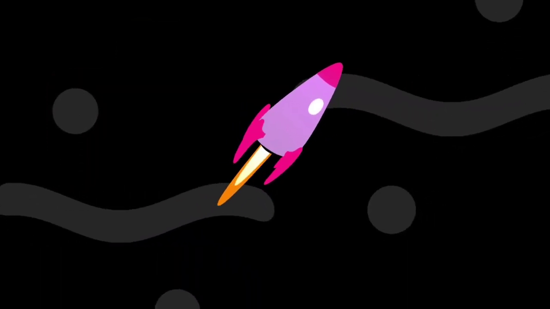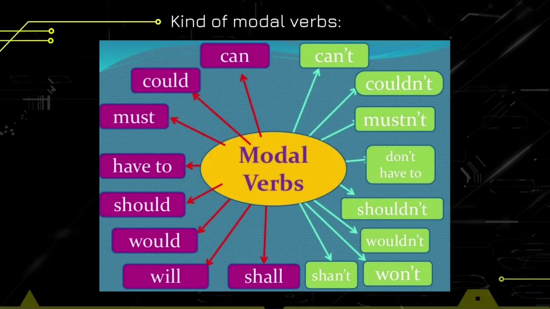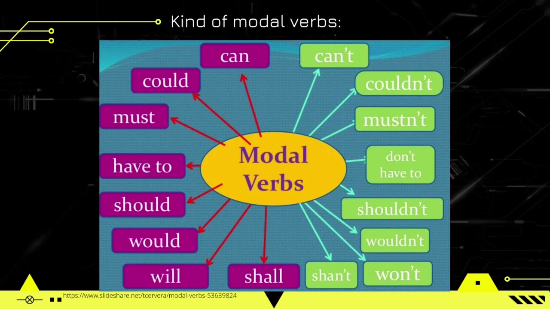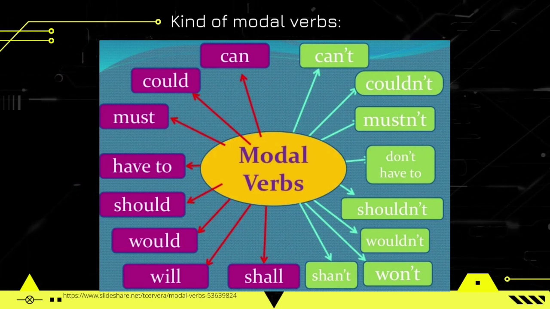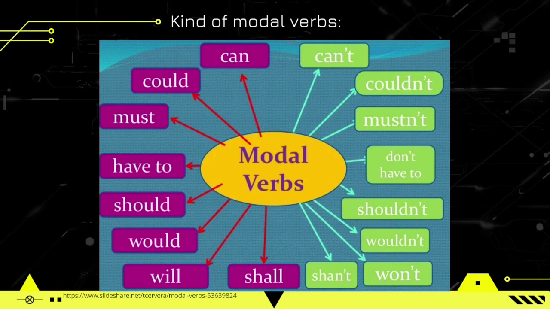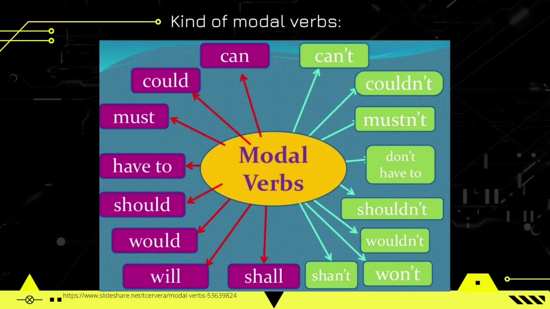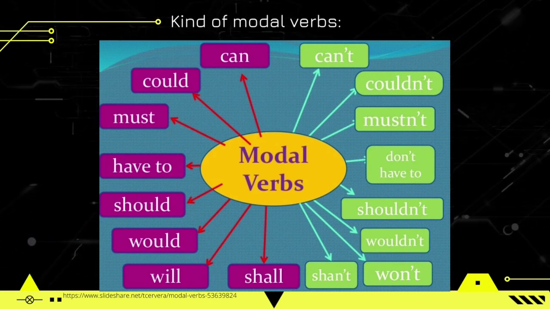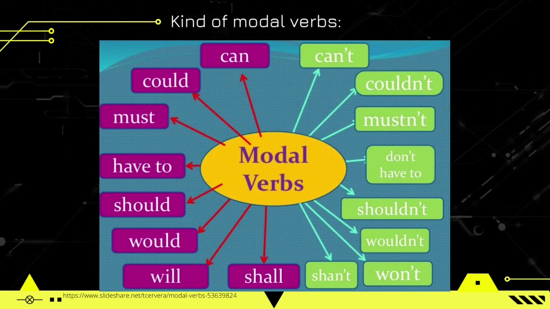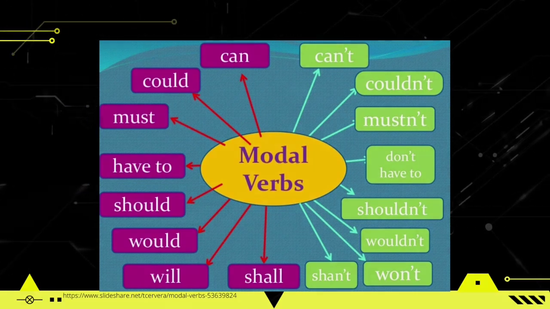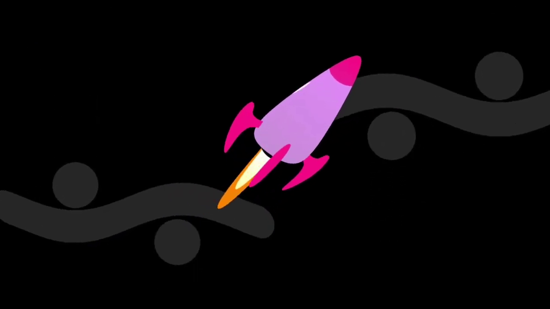Okay, let's continue to the next slide. These are the kinds of modal verbs. There are can, could, must, have to, should, would, will, shall not, will not, should not, do not have to, must not, could not, and cannot. Okay, those are the modal verbs.